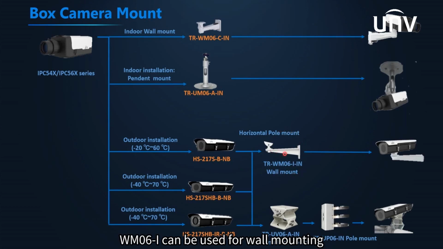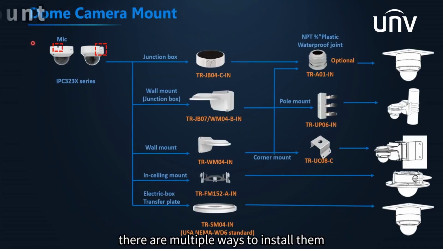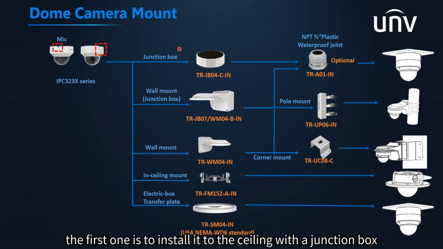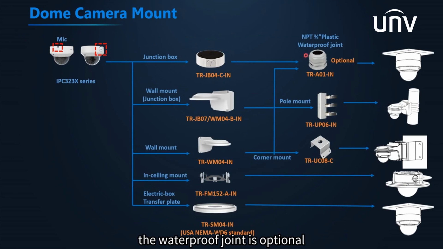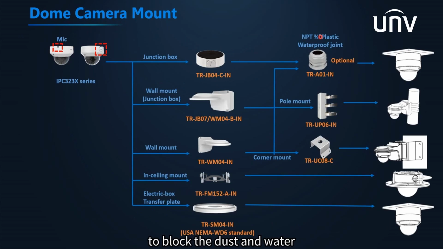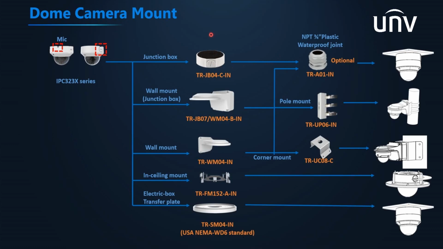WM06I can be used for wall mounting, while UV06A plus UP06 can get the camera installed on the pole vertically or horizontally. For the varifocal dome cameras installation, there are multiple ways to install them. The first one is to install it to the ceiling with a junction box. The waterproof joint is optional. It can be used for stuffing the whole of the junction box to block the dust and water when the camera cables come out from its side face. If the camera cable comes out from its bottom side, the waterproof joint will not be necessary.